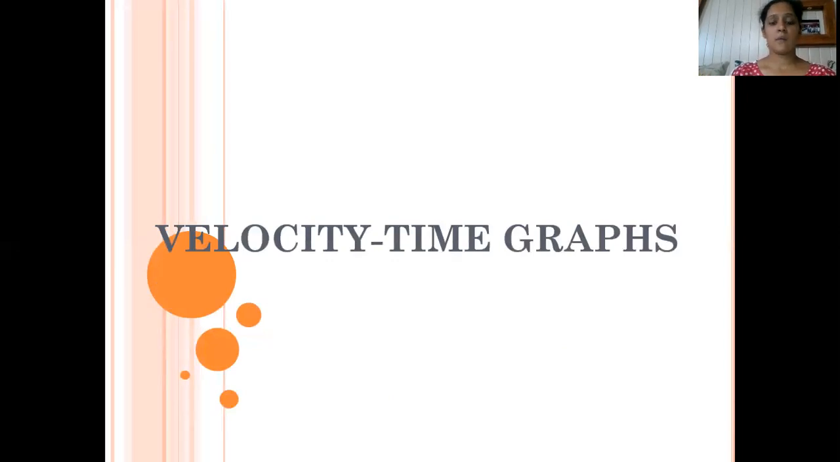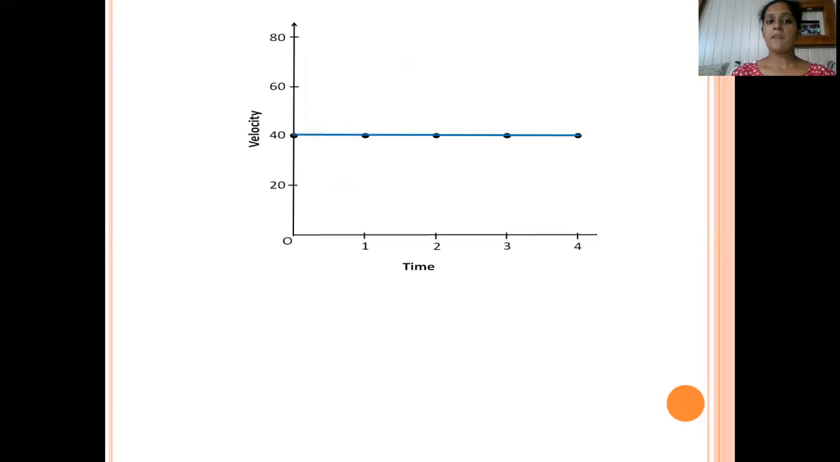So next, we are going to take up the velocity time graphs. And the first graph here is again a line parallel to the time axis. But students, you don't have to get confused between a distance time graph parallel to the time axis and a velocity time graph parallel to the time axis. There is a great difference between the two.